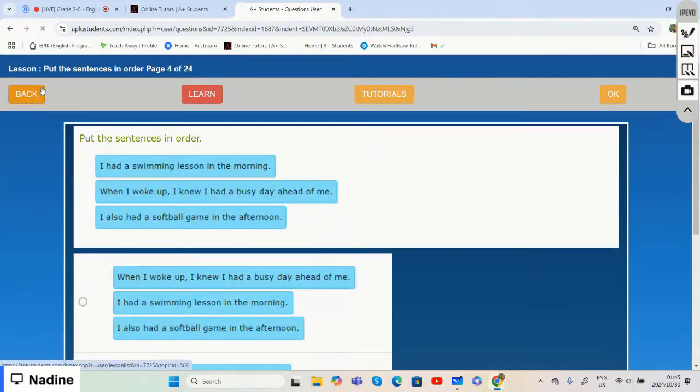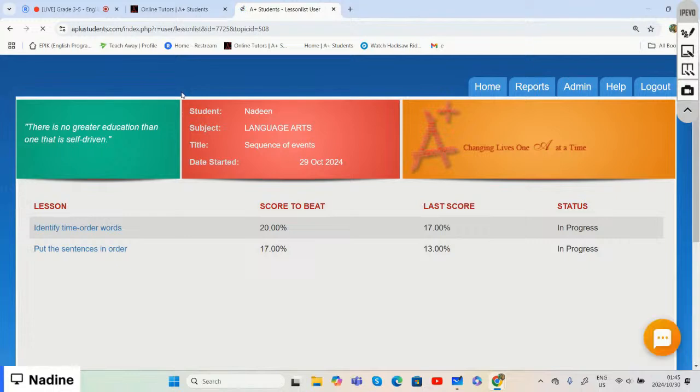All right, so this is now the end of our lesson on sequence of events. We spoke about time order words and we said that specific words, time order words within a sentence will tell us if something is in the past, in the present, or in the future. It tells us when something happens, right? Without us using the words past, present, or future. Those are time order words. We can also use time order words to put the sentences in order of how it happened, right? And that is what we call the sequence of events.